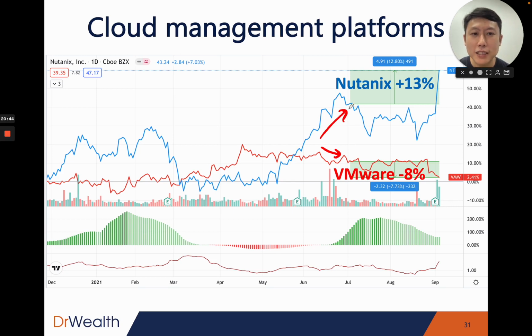Nutanix is more expensive. Usually people will still think in those terms, and they want to buy the laggard, which is VMware. It's cheaper, right? But what happened is that Nutanix went up while VMware actually went down for the period of comparison. So you can see that in the short term, it's better not to think in terms of cheap or expensive. It's better to think in terms of strong momentum or weak momentum. That is a big paradigm shift if you're still thinking about valuation when you do short-term trading.